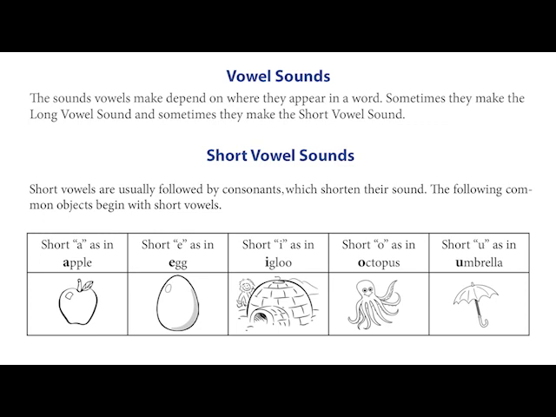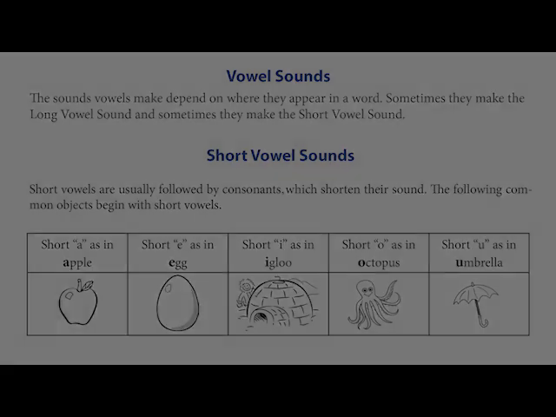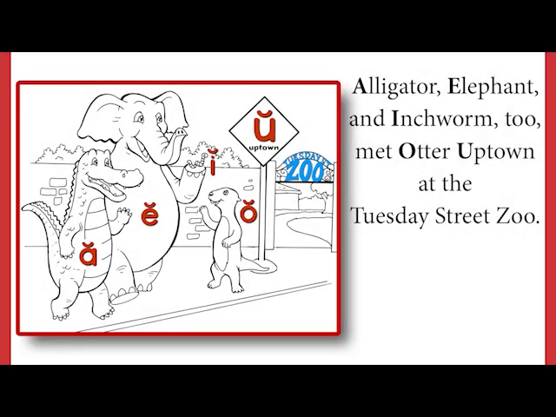The following common objects begin with short vowels. A, as in apple. E, as in egg. I, as in igloo. O, as in octopus. U, as in umbrella. Here's a little song to help remember the short vowel sounds.